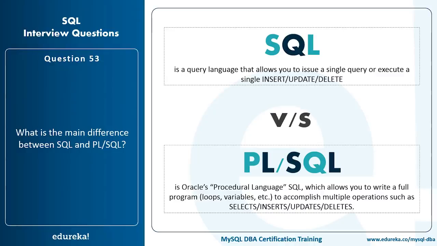So guys, in SQL, you just have to write a single query to execute insert, update, and delete. And in procedural language SQL, you have to write a full program with loops and variables to perform multiple operations like insert, update, delete, and select.